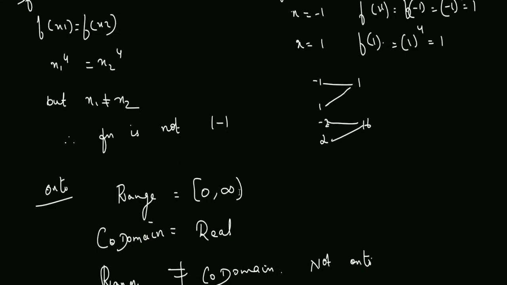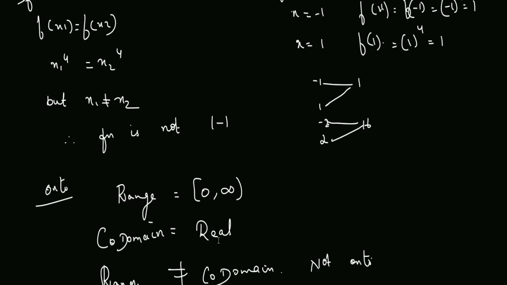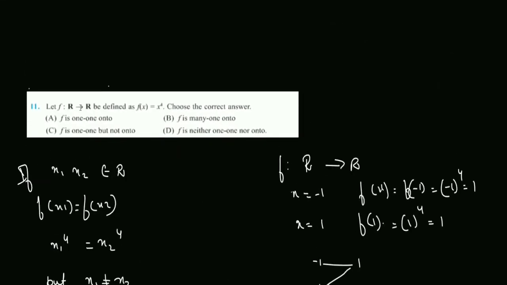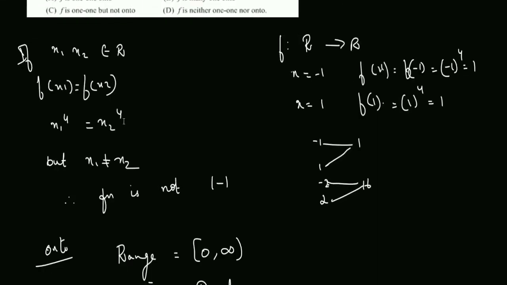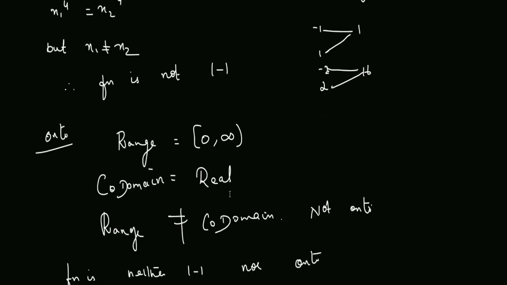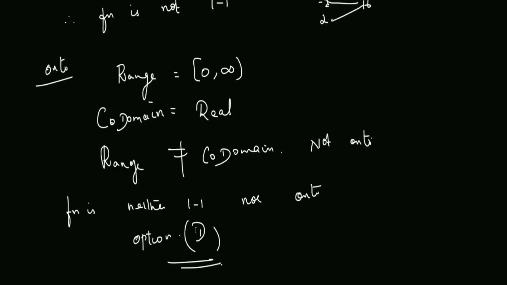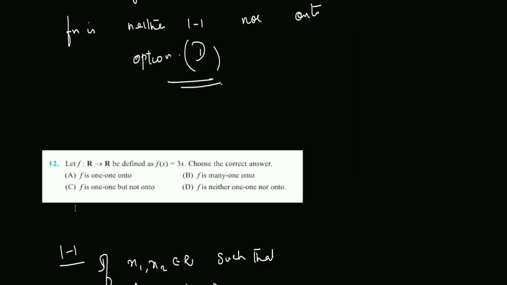Is it onto? No, because the range is only positive numbers. You'll never get negative. But the codomain is the set of real numbers, while the range is only from 0 to infinity. So range is not equal to codomain, therefore it is not onto. So the function is neither one-to-one nor onto. So the option is D. We move on to the next question.